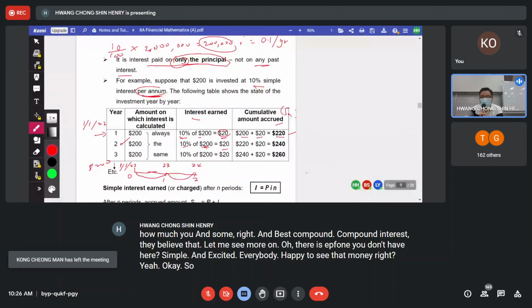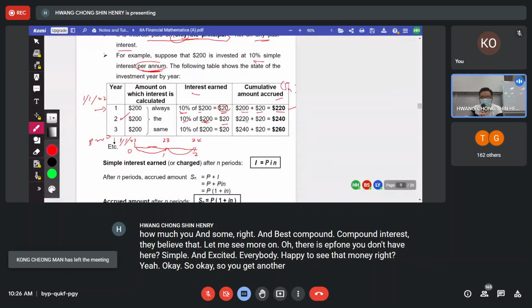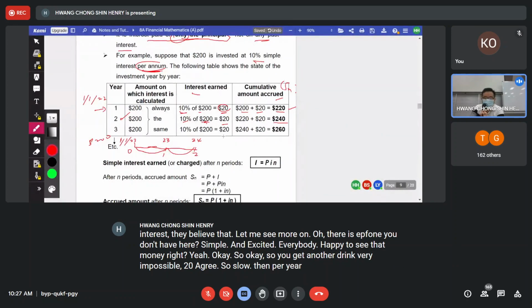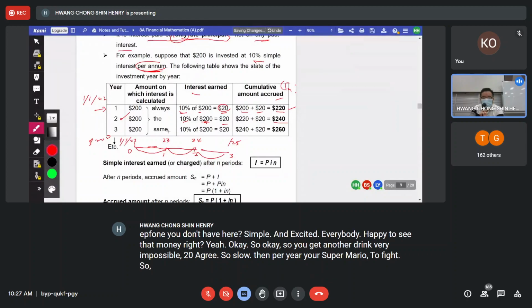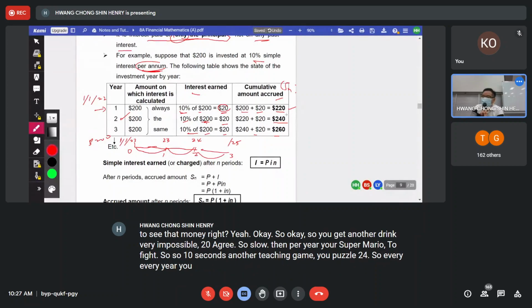So you get another 20 ringgit. Then you pass to 220, 240. Actually, so slow. Then third year, you save 1 more year. So that's already 2025. So 10% from 200, another 20 ringgit. You pass to 240, 260. So every year you grow only 20 ringgit. How long to become a millionaire?